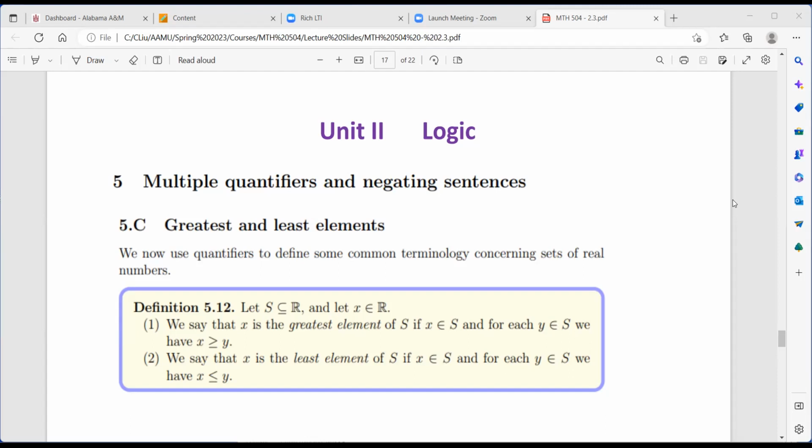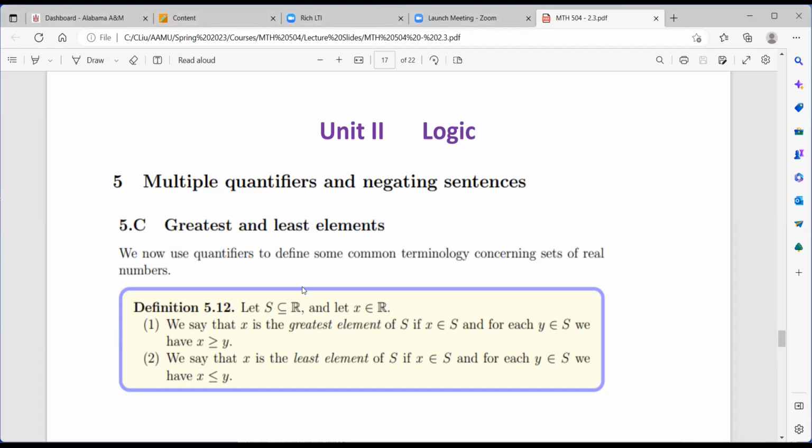Today we're going to finish this section and actually the whole unit today. So we'll start from greatest and least elements. We're going to use quantifiers to define the greatest and least elements in a set.